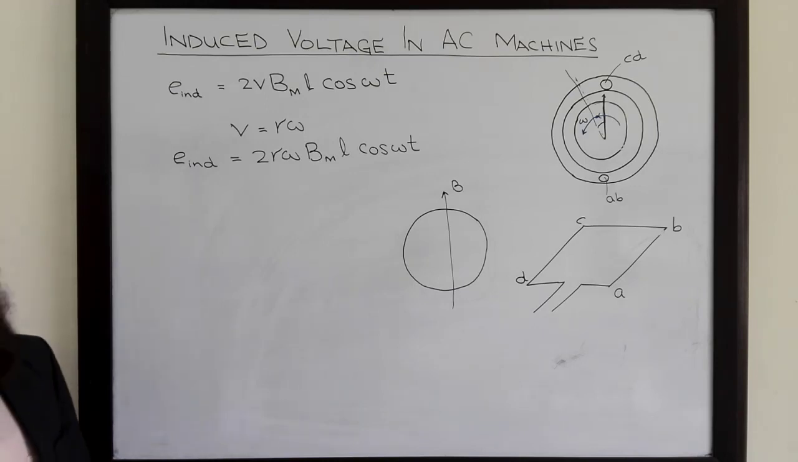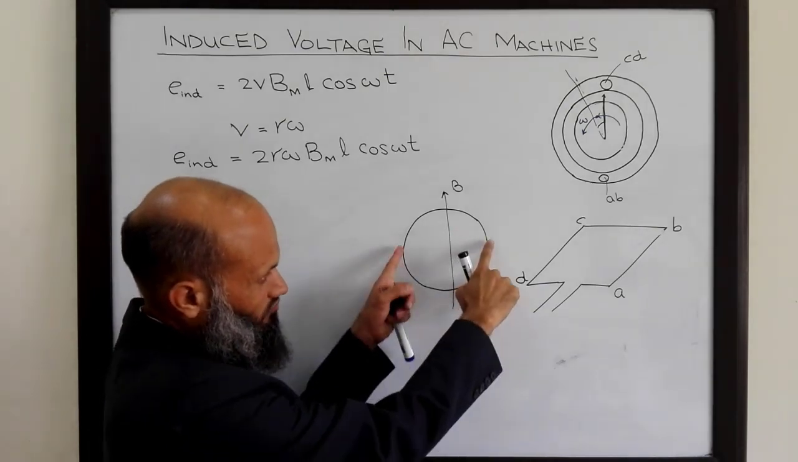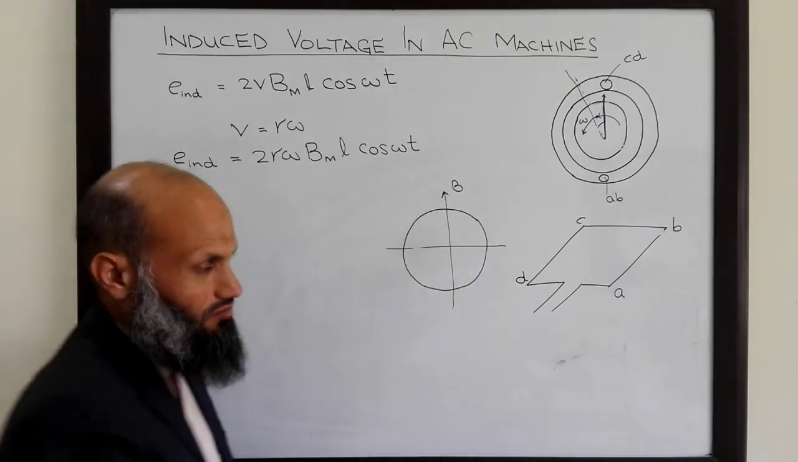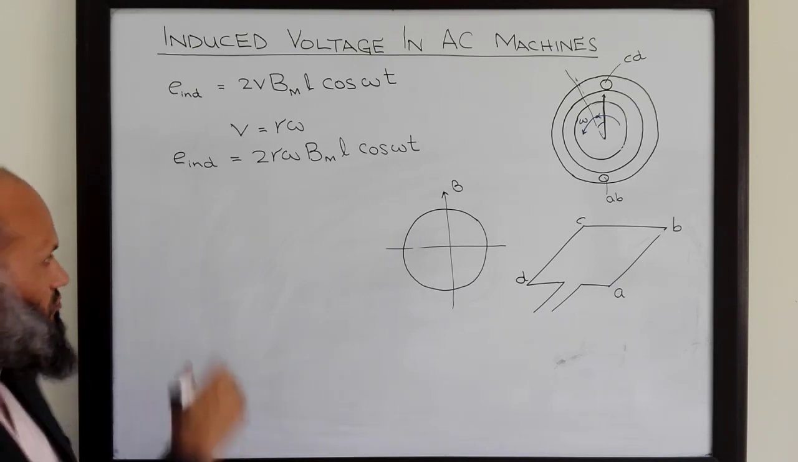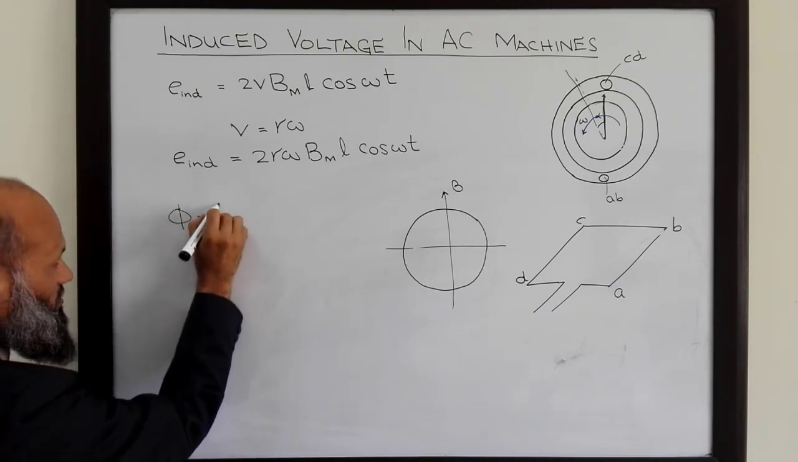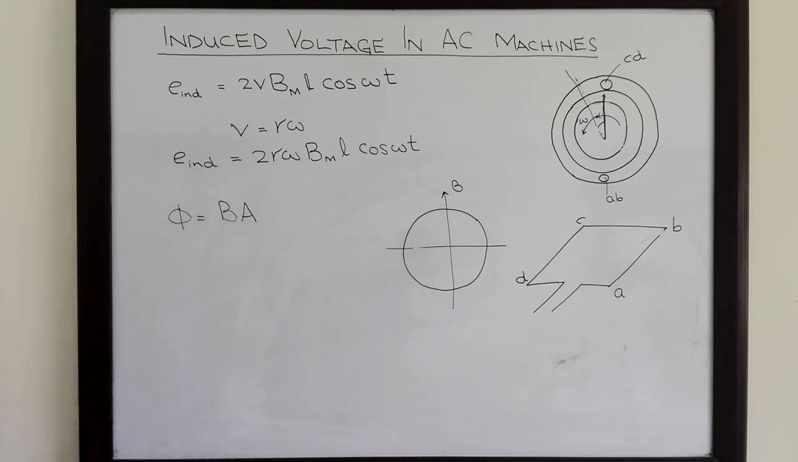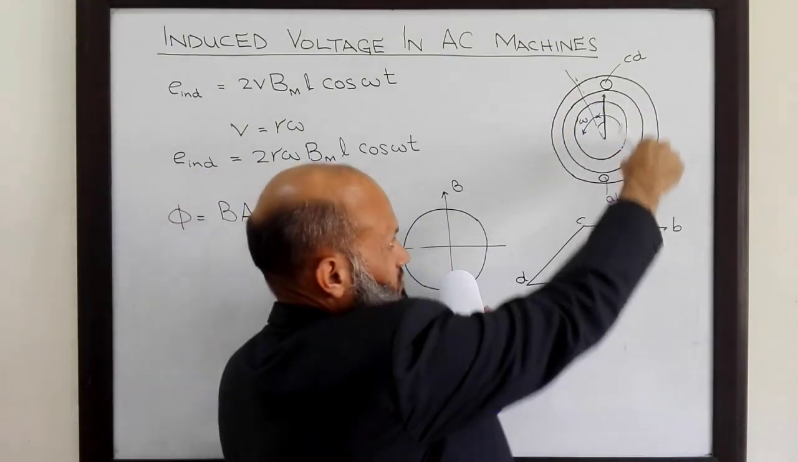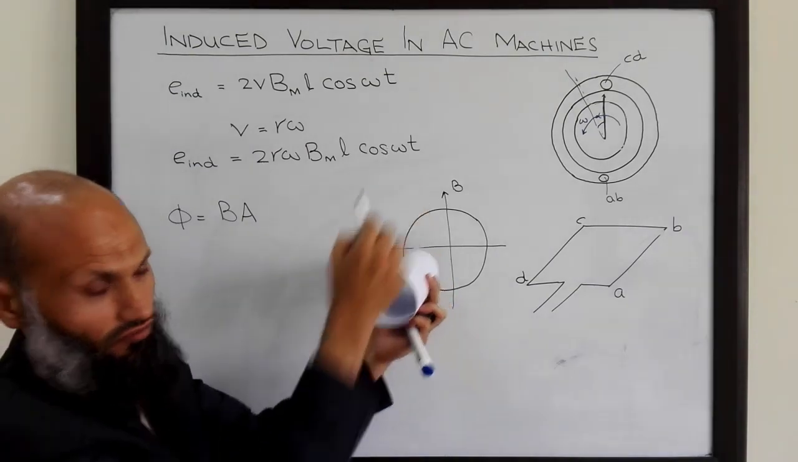So how much is the total flux? We know that flux lines are entering from this semicircle and leaving from this one. So to calculate the total flux, we know that flux is flux density multiplied by perpendicular area. So here is the situation. We have this cylindrical rotor and flux lines entering from here and leaving from here.